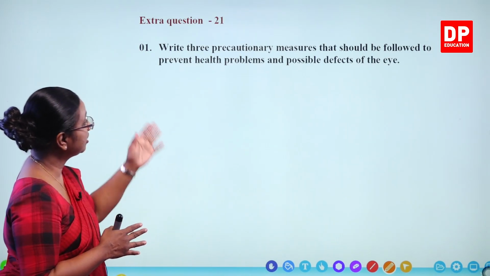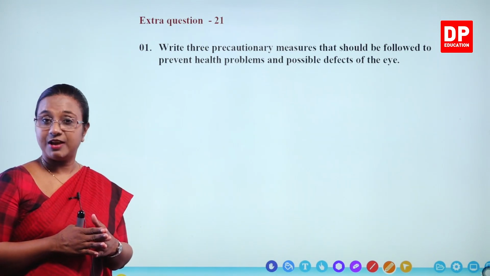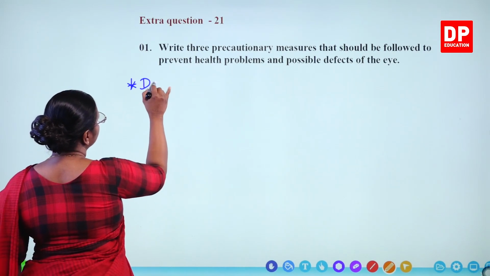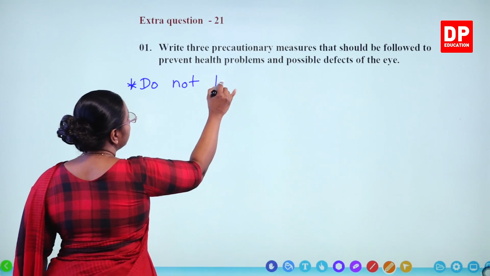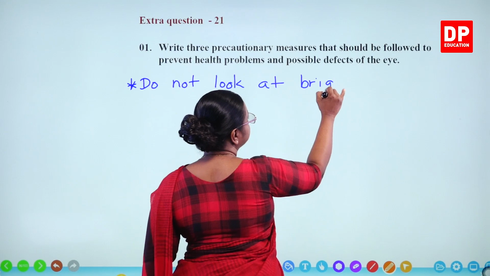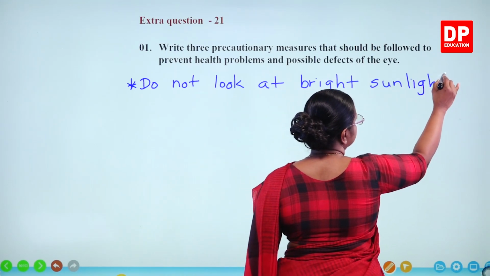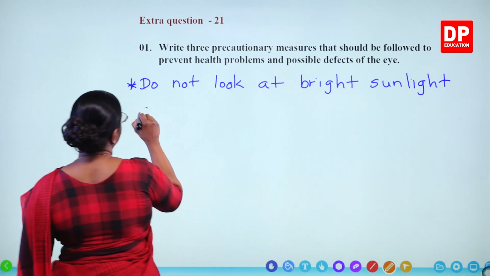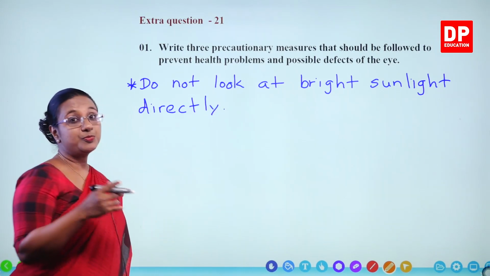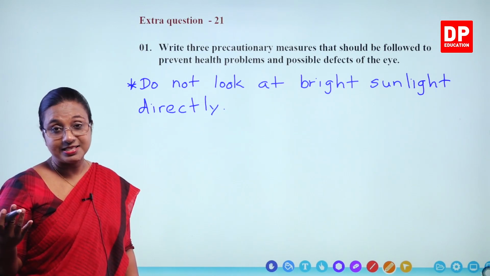Write 3 precautionary measures that should be followed to prevent health problems and possible defects of the eye. So I can write the first one as do not look at bright sunlight directly. And this also, especially when there is solar eclipse, you should not look at the sun then.